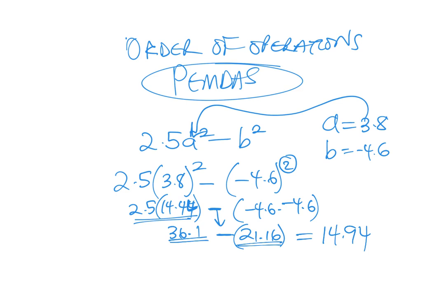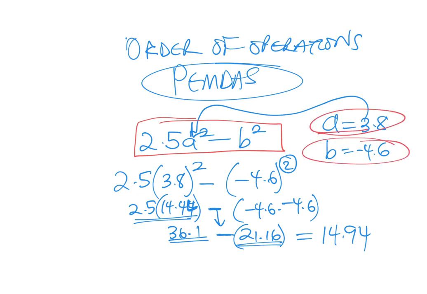So let's take it from the top quickly. We had 2.5 a squared minus b squared. A was 3.8 and b was negative 4.6. We plugged in the value for a. We got 3.8, so 3.8 times 3.8 is 14.44. And then we plugged in this for b. We got negative 4.6 times negative 4.6, and that was positive 21.16. We simplify by multiplying this part, and we got 36.1, and then 36.1 minus 21.16 takes us to our destination. So that is how we use that principle.